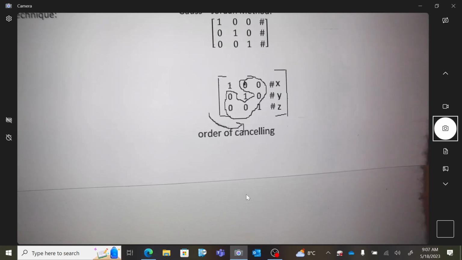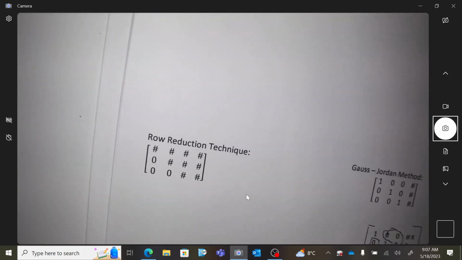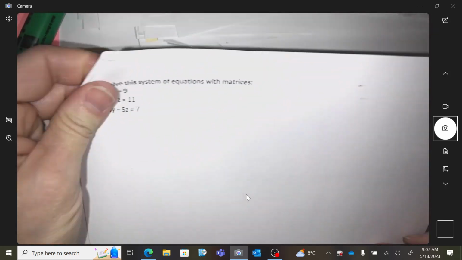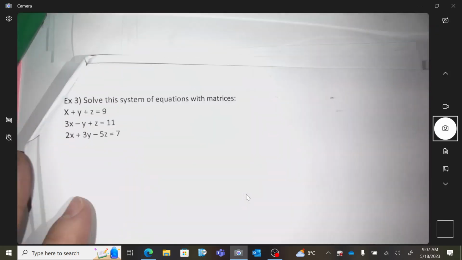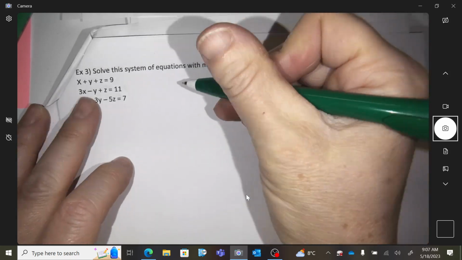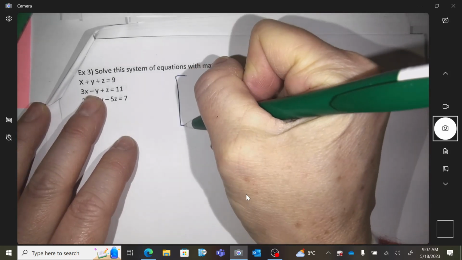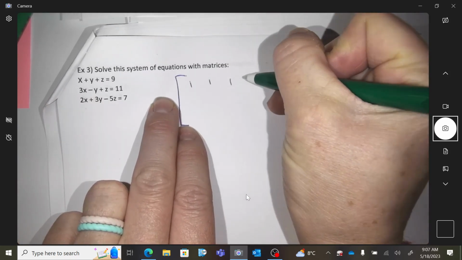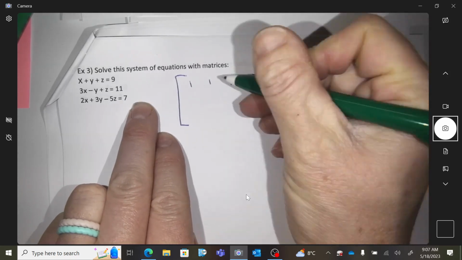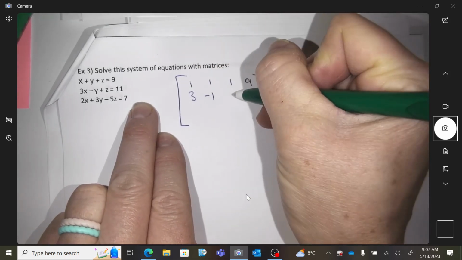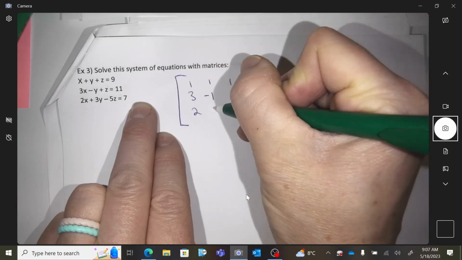Okay, so what do you think we're going to do? We're going to amp it up a notch. So 3 equations, 3 variables. Okay, so let's start with our matrix here. So 1, 1, 1, 9. 3, negative 1, 1, 11.